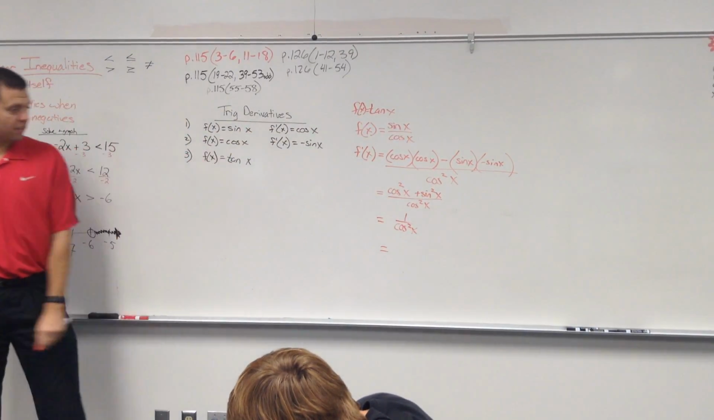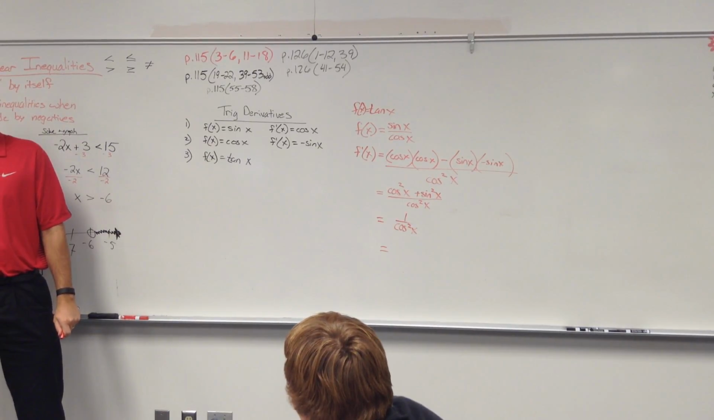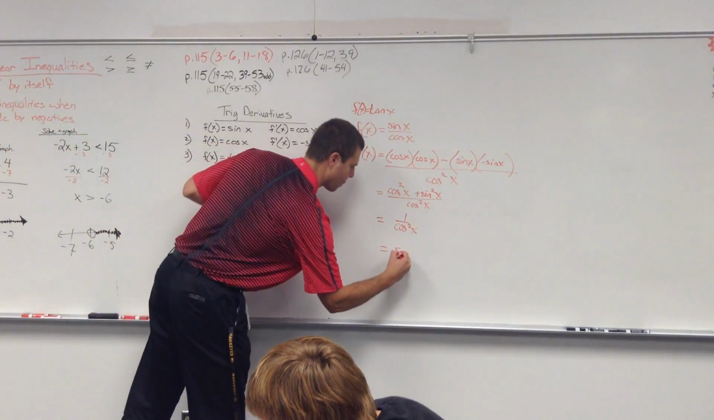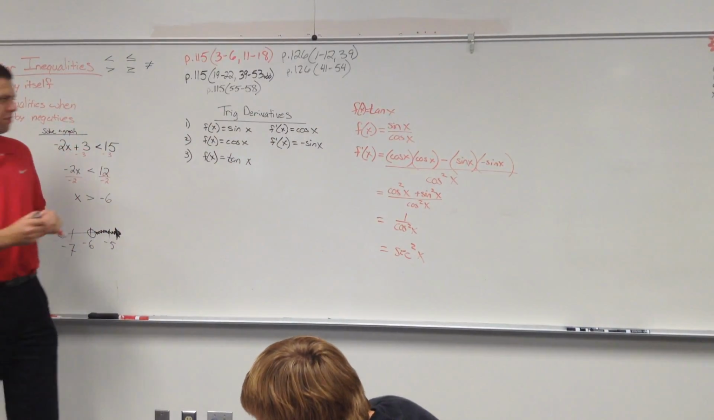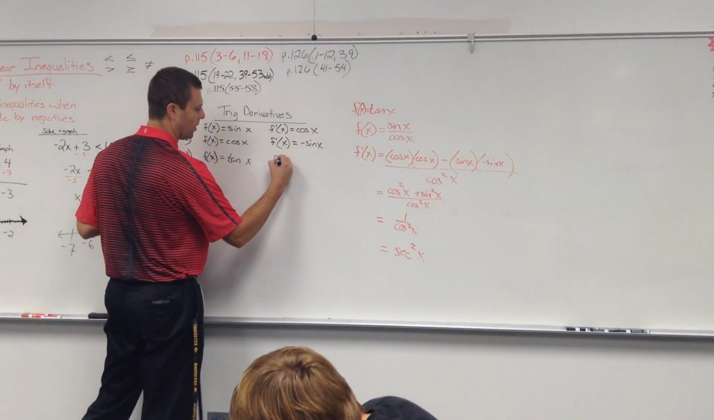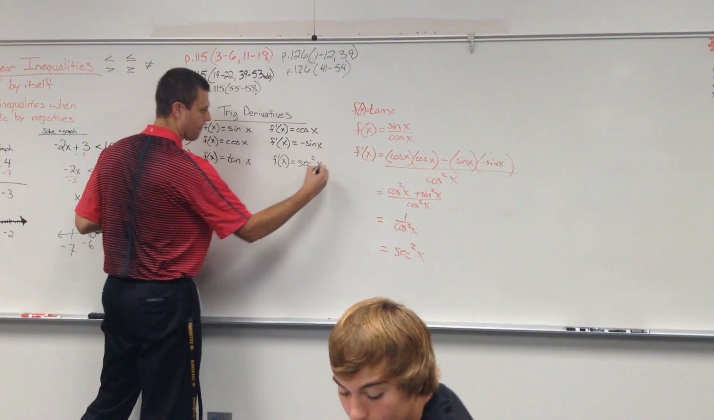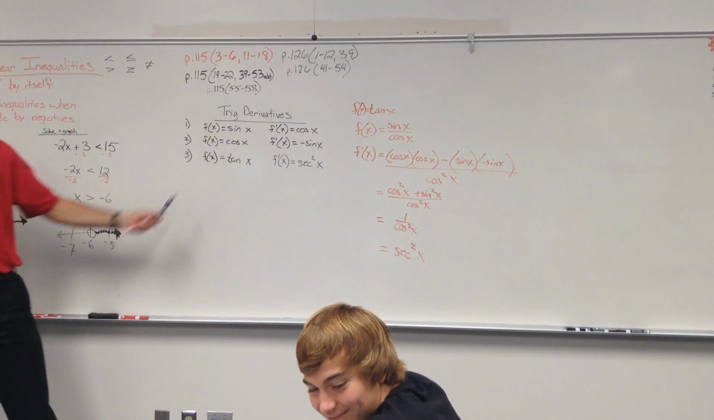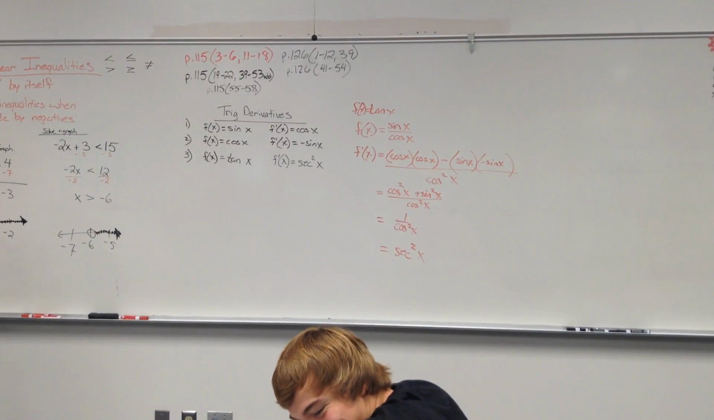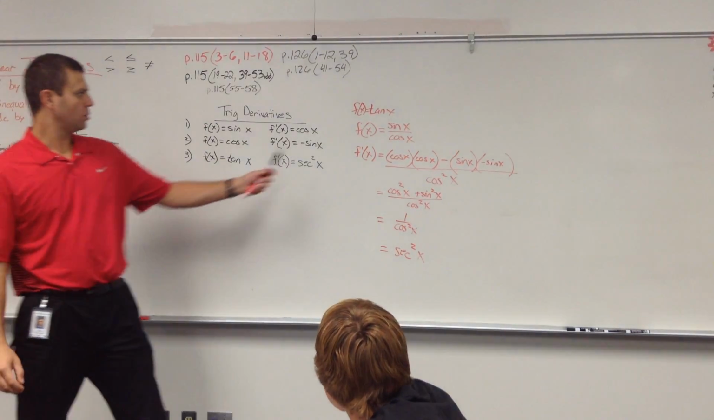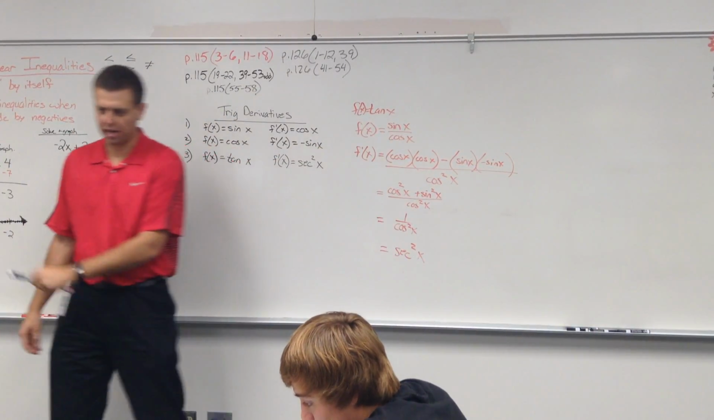And 1 over cosine squared is really secant squared. So the derivative of tangent is secant squared. That is the one that I do kind of have memorized. The derivative of tangent is secant squared. But if you forget it, just remember that tangent is sine over cosine and use your quotient rule to figure it out.